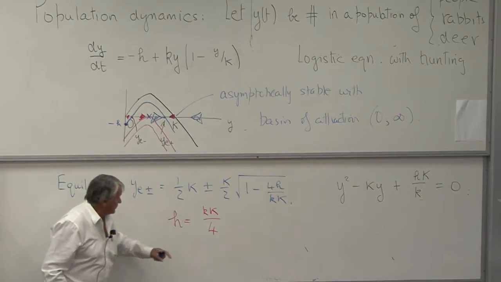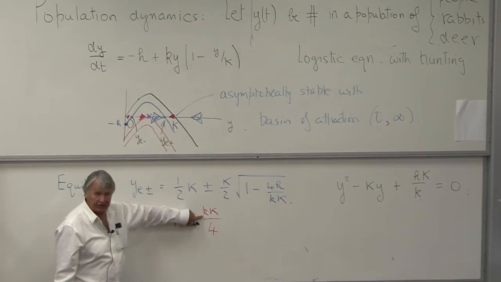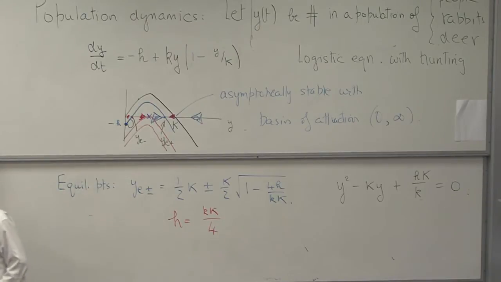And does it have the right units? This is the units of population. That's per time. So this is population per time. And that's indeed the units of H, the number of permits per year that you issue.